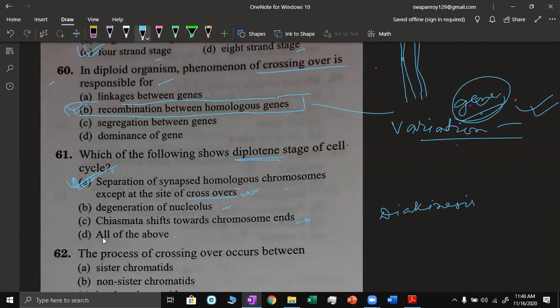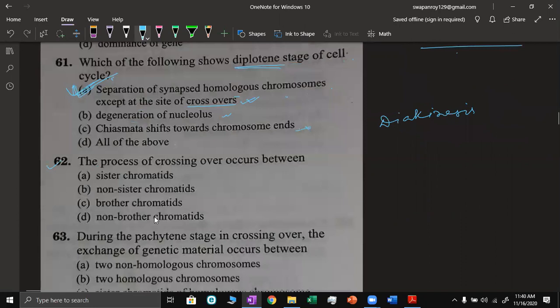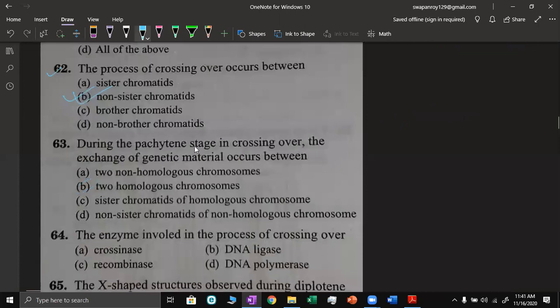Okay, next question, that is 62. The process of crossing over occurs between sister chromatids? No. It takes place between the non-sister chromatids of the homologous chromosomes. Okay? Non-sister chromatids of homologous chromosomes.